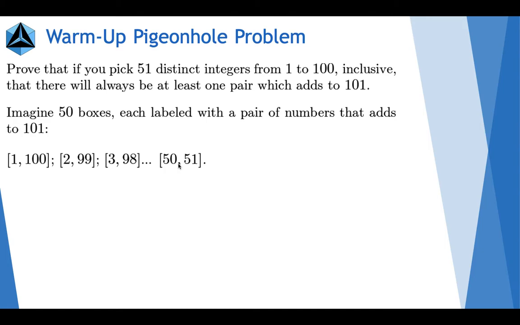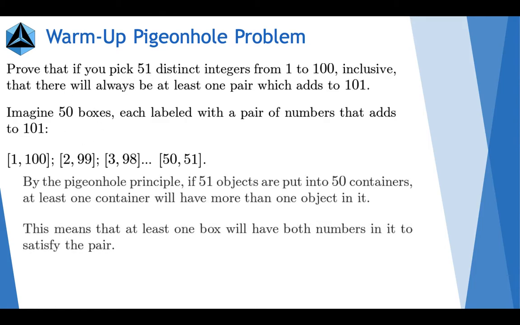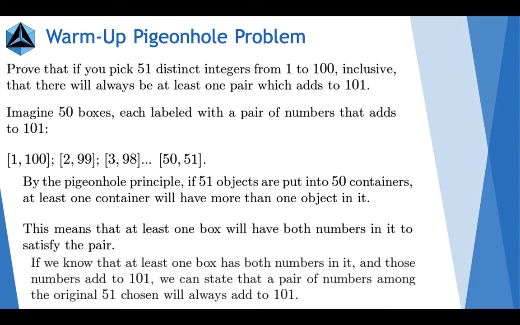Okay, so now it's just a case of Pigeonhole Principle, right? Now you have 51 objects to fit into 50 boxes. You can't do that unless you put more than one object in at least one box. So at least one of these boxes is going to have both of its numbers filled, which means both of those numbers add to 101. We can state that a pair of numbers among the original 51 chosen will always add to 101.